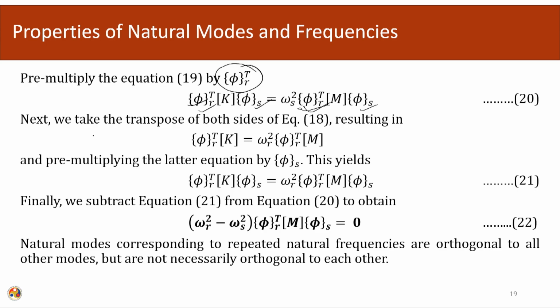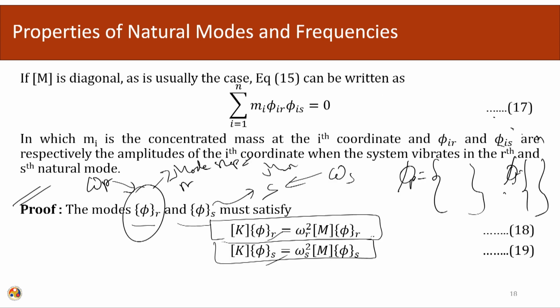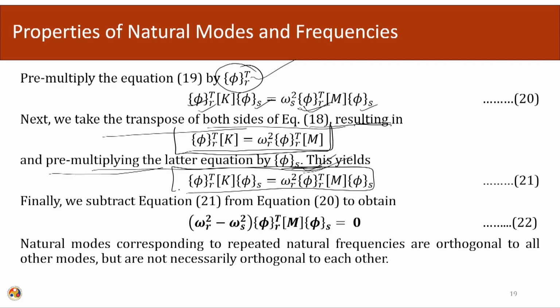After that we take the transpose of both sides of equation 18. If we do that, it will result in this particular equation. Again we pre-multiply the latter by phi s. First we pre-multiplied by phi r, now we are pre-multiplying by phi s. This will yield this particular equation.